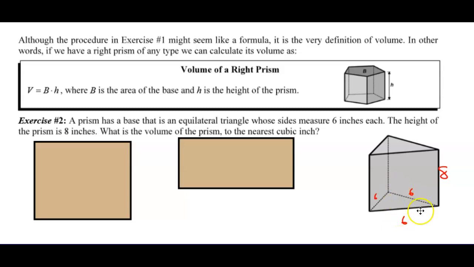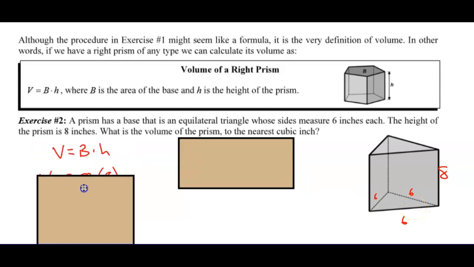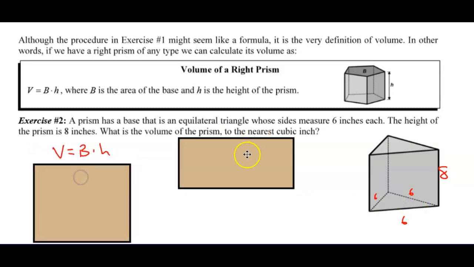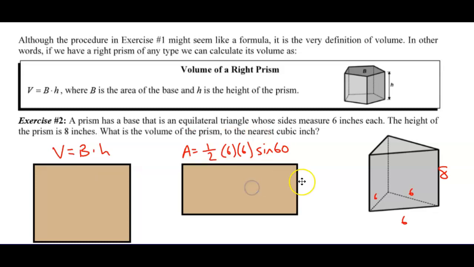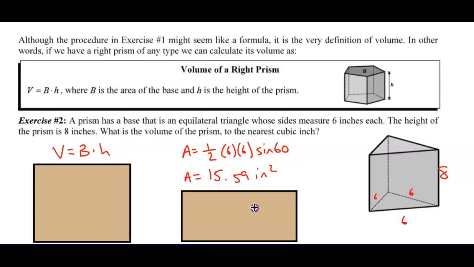I could draw a height and calculate 1/2 base times height, but I think it might be more efficient to calculate the area of that triangle using our sine formula, because this is an oblique triangle. There are no right angles in it right now. So if I just use 2 of those 6's and the 60 degrees between them, this is 1/2 xy sine theta. I can get the area of that triangle.